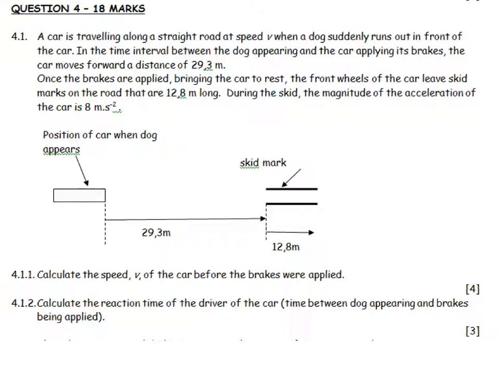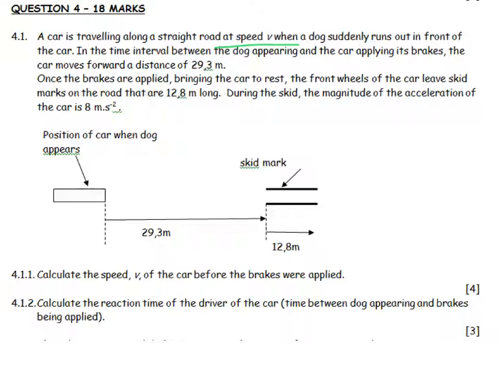A car is traveling along a straight road at a speed v when a dog suddenly runs out in front of the car. In the time interval between the dog appearing and the car applying its brake, the car moves that distance, 29,3 meters.